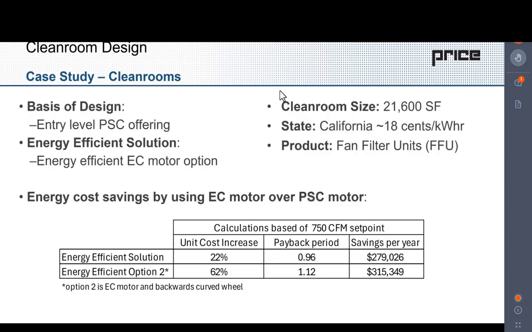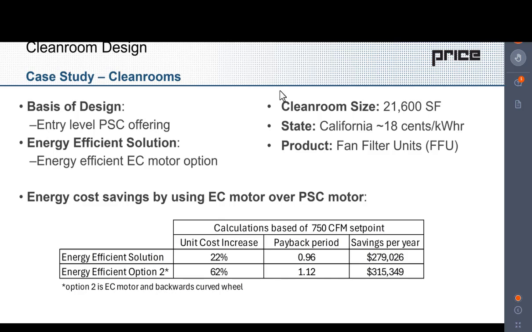So in the end, when we're looking at it all, the basis of design was an entry-level PSC offering. Again, we went to an energy-efficient solution with an EC motor option. Again, it was a 21,600 square foot clean room in the state of California, and it was fan filter units.